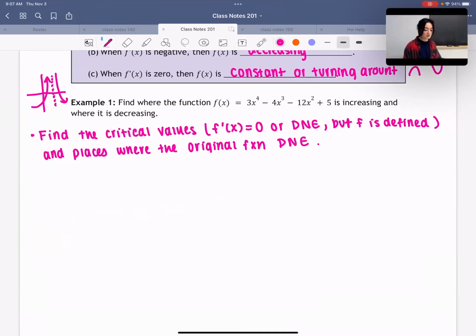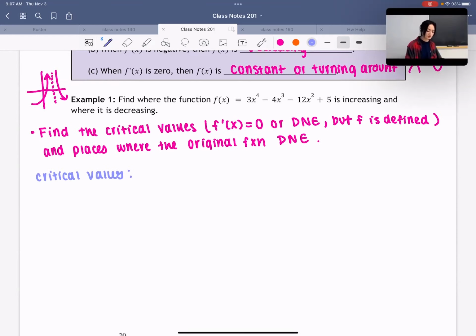Now this one's a little bit easy because I gave you a polynomial. So let's just figure out the critical values of my original function. For critical values, we have to find the derivative, right? What's the derivative of my original function?